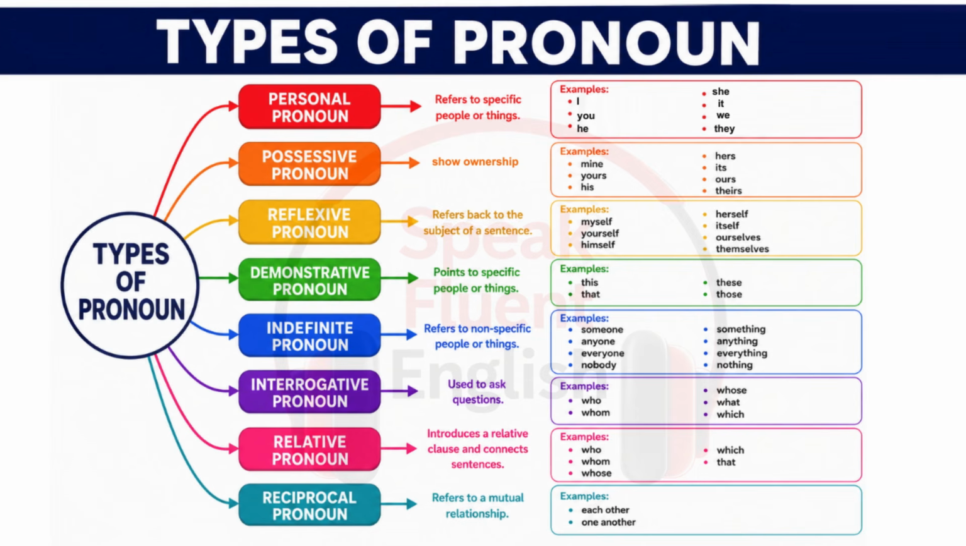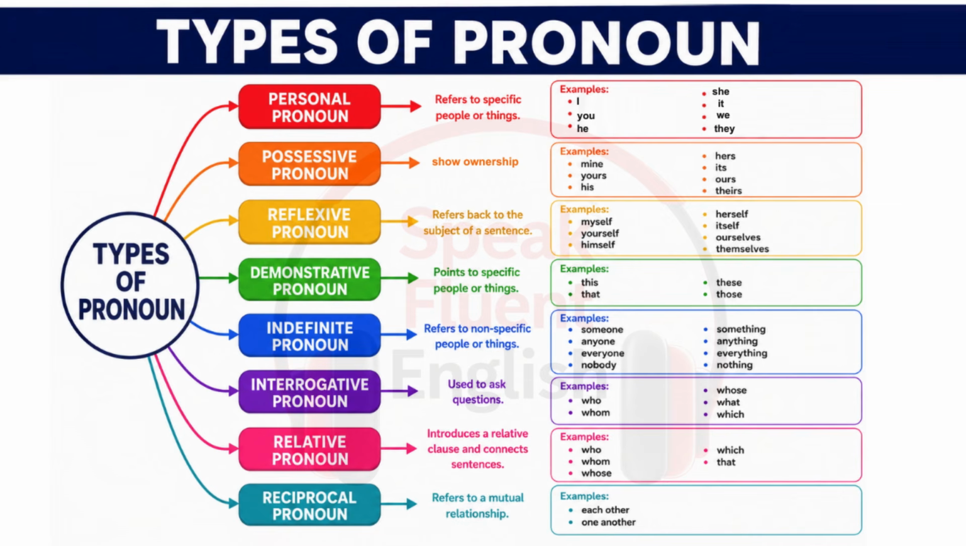Next, demonstrative pronouns. These point to specific things. For example, this, that, these, and those. Now let's see simple sentences. This is my favorite book. That is a tall building.